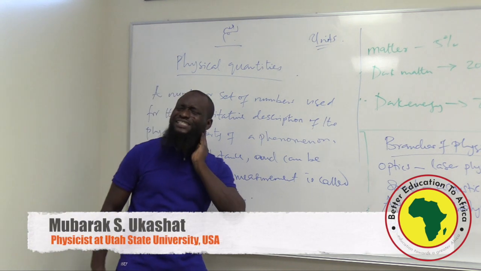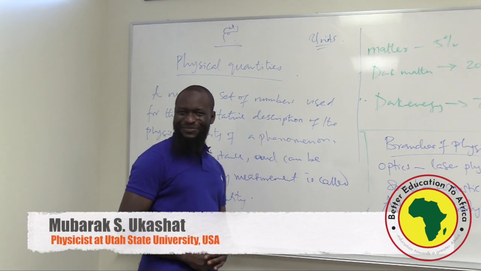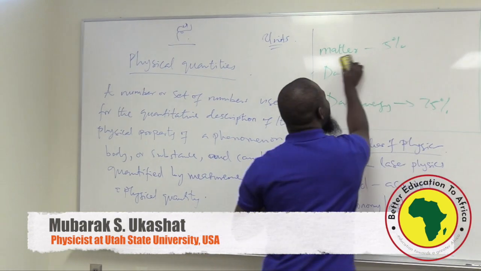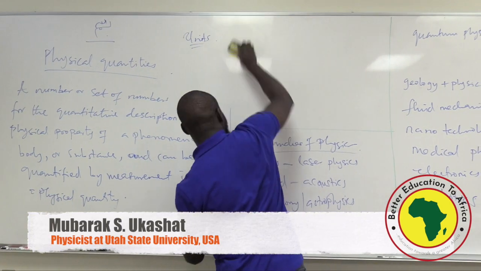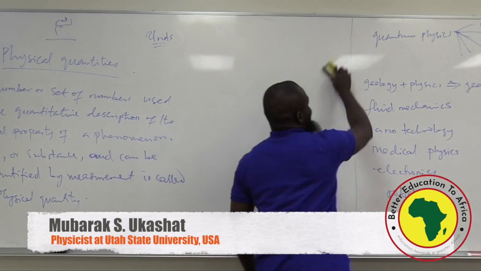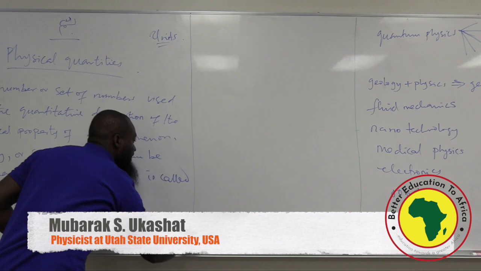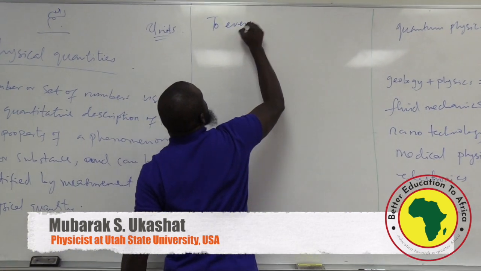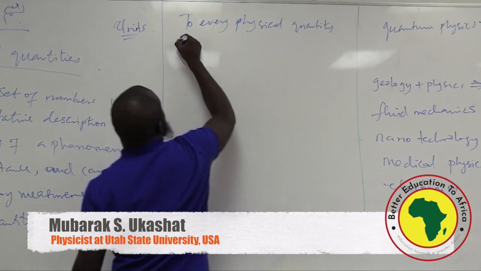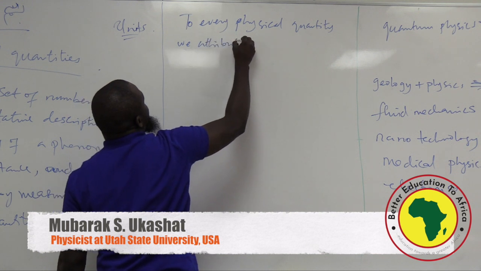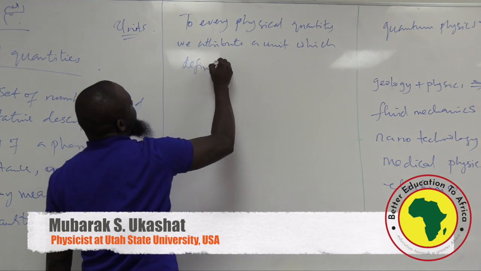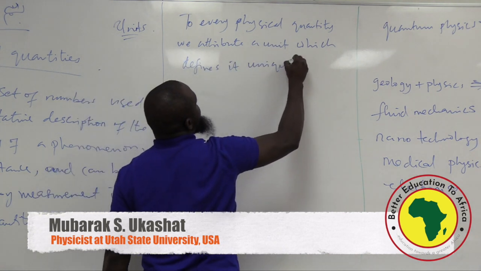So, what are the physical quantities that the physicists can help you with? Let's look at the physical quantities that we study as physicists. We are coming there, gradually. So we say, to every physical quantity, we attribute a unit, which defines it uniquely or precisely.